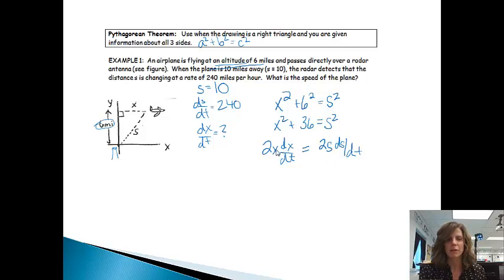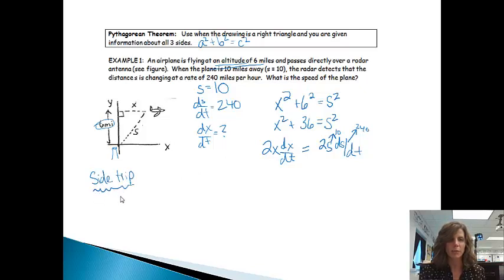Okay, from here we're just going to try to plug in information that we are given. I notice that we know that s is 10. We know that ds/dt is equal to 240. I'm looking for dx/dt, and then once again I notice that I do not have any information about x. So time for a side trip.